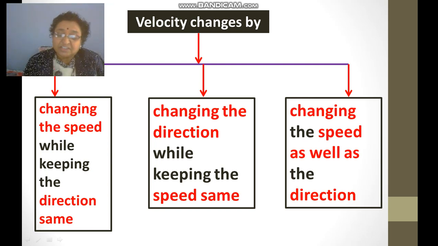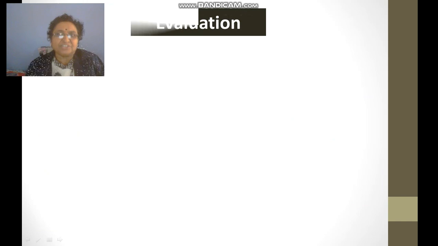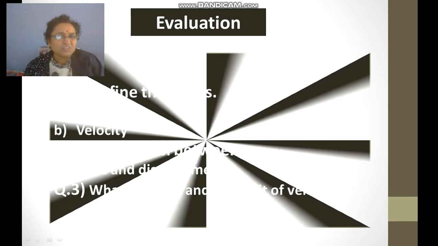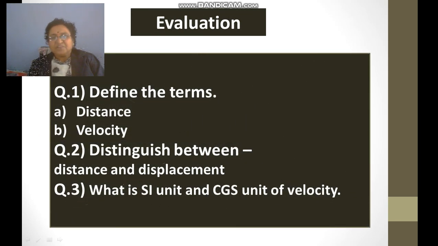So students, thus we completed the 4 points here. Now, let us see what is the evaluation on that topic. Some questions are given here. Define the terms distance and velocity. Distinguish between distance and displacement. And what is the SI unit and CGS unit of velocity.